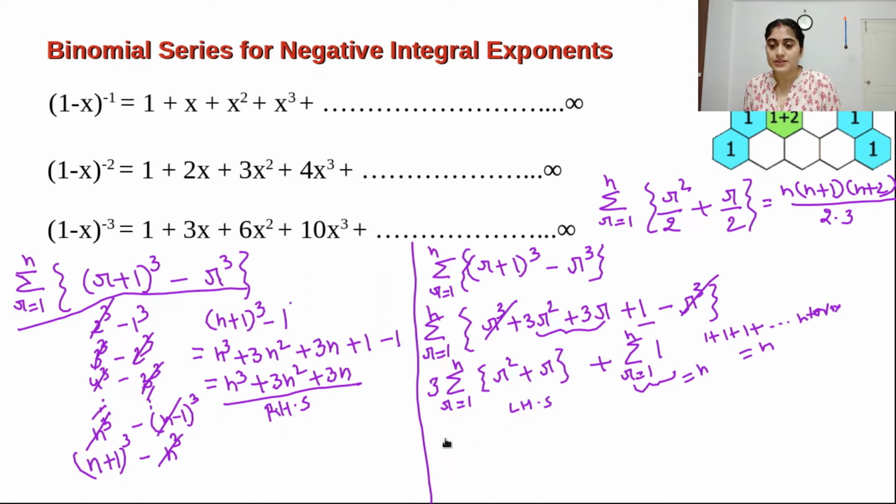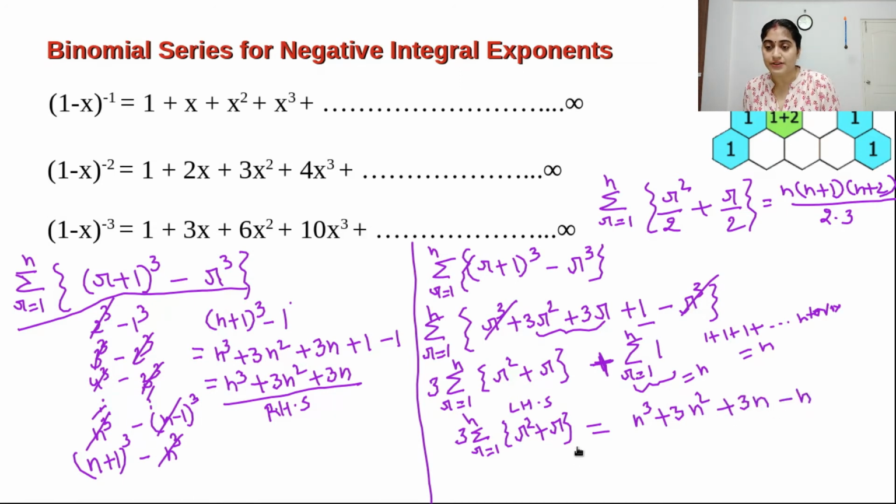This will be 3 times the summation of r equals 1 to n of r square plus r, equals n plus n. So this plus n term will go to the right hand side. So it will be n cube plus 3n square plus 3n, and minus n. Here plus n is what I have shifted to the right hand side. What will remain? 3n minus n equals 2n. So I can write it as n cube plus 3n square plus 2n.